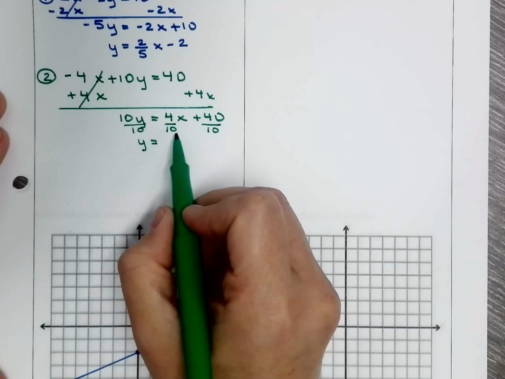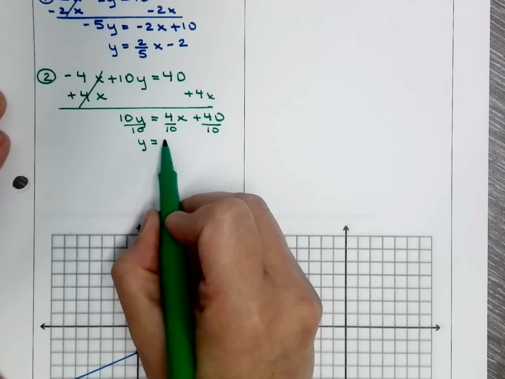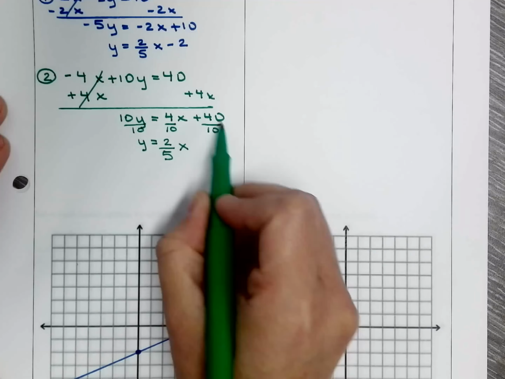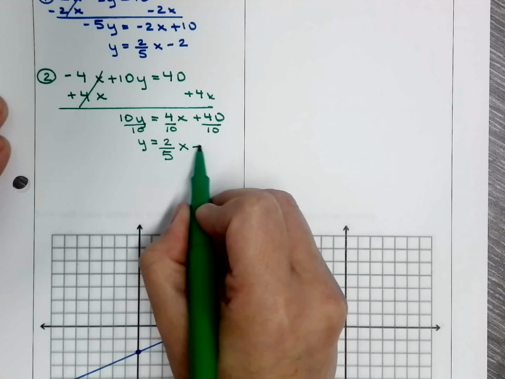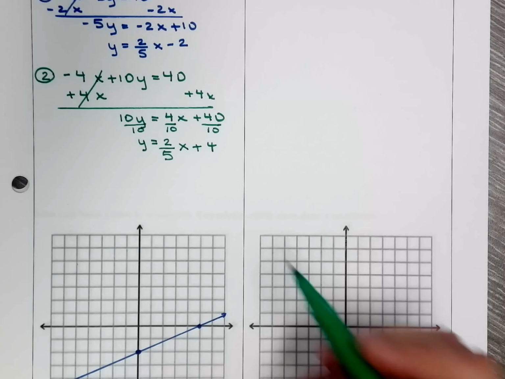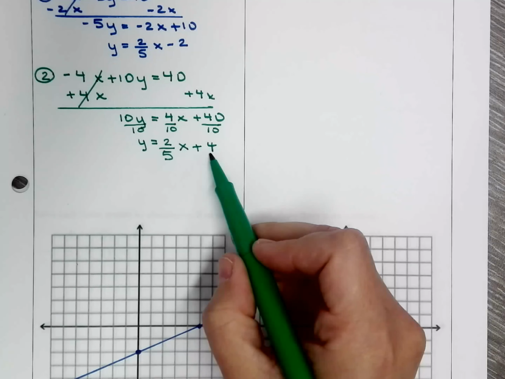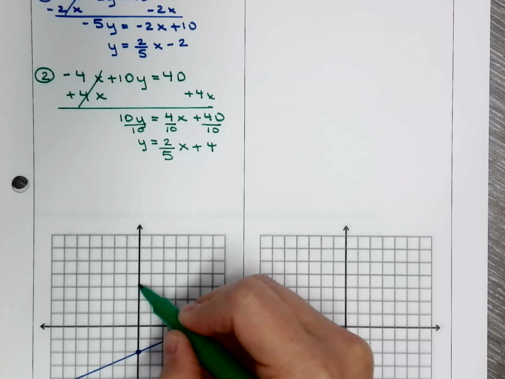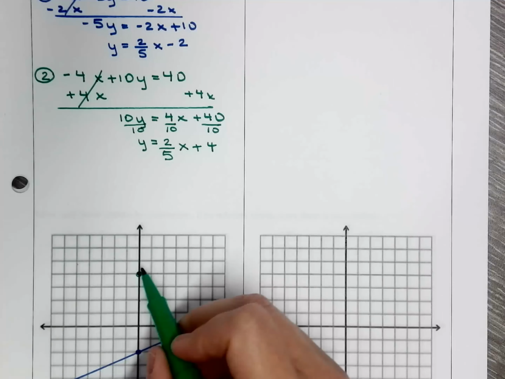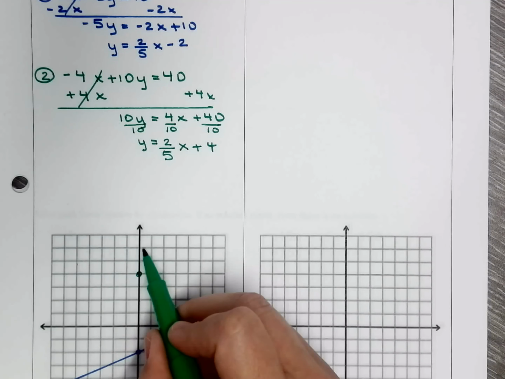So I can divide them evenly by 2. So I can simplify that fraction as 2 over 5x. And 40 divided by 10 is 4. Okay? Slope-intercept form. Y-intercept is right there at 4. The slope is right there, 2 over 5. So up 2 over 5.